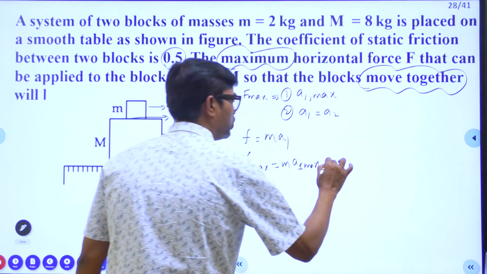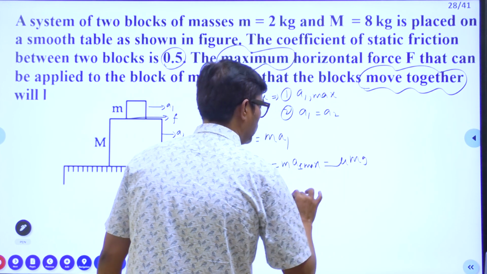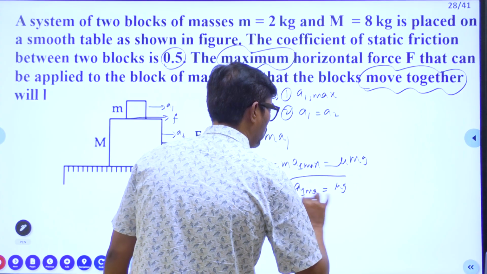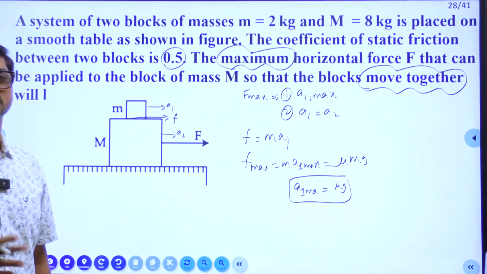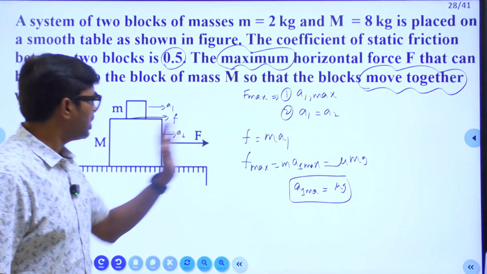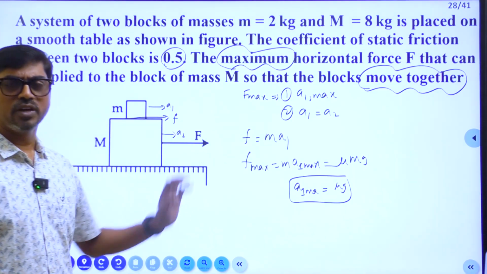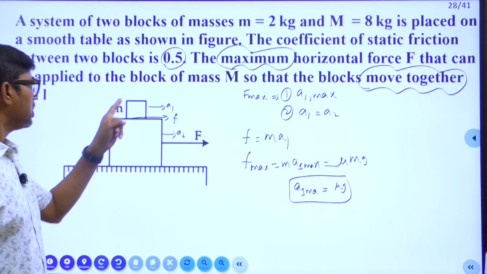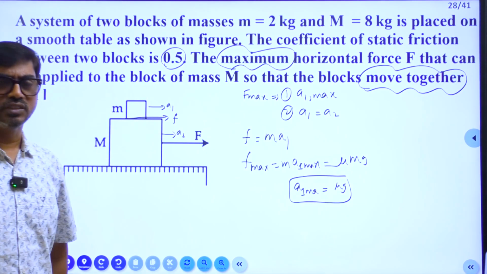And F max is how much? Mu mg. And you see that A1 maximum is going to be mu g. So small m cannot go faster than mu g. Whatever may be the acceleration that you have here based on applied force, this block cannot accelerate more than mu g, because the acceleration of this is only due to friction there.